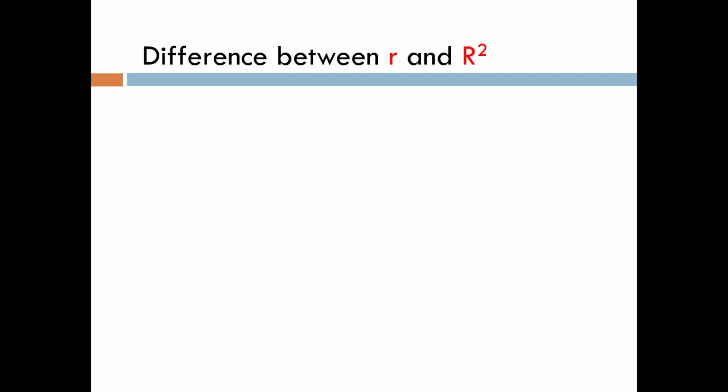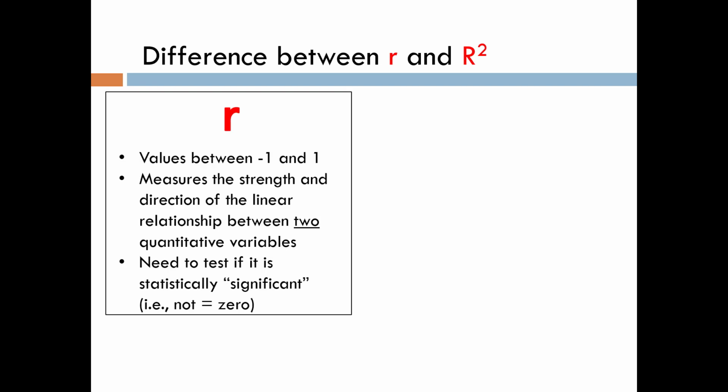Now we've been talking about R-squared, and earlier we were talking about the correlation coefficient R, so we need to understand the difference between them. The correlation coefficient, lowercase r, has values between -1 and +1. It measures the strength and direction of the linear relationship between two and only two variables. To determine if the correlation between the variables is 0, we can conduct a statistical test.